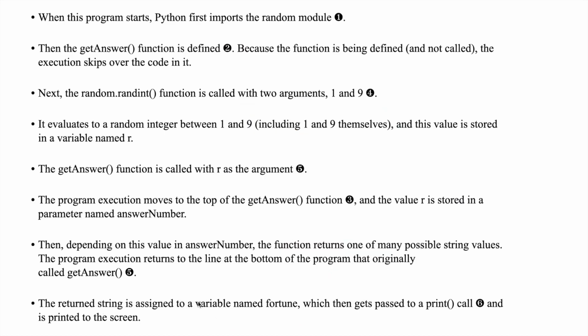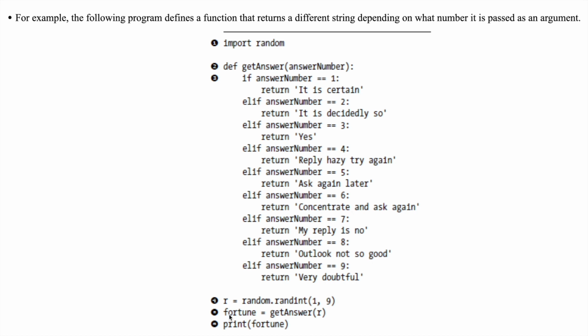Next, the returned string is assigned to a variable named fortune, which then gets passed to a print call and is printed on the screen. After printing this, lastly it will print the string fortune.